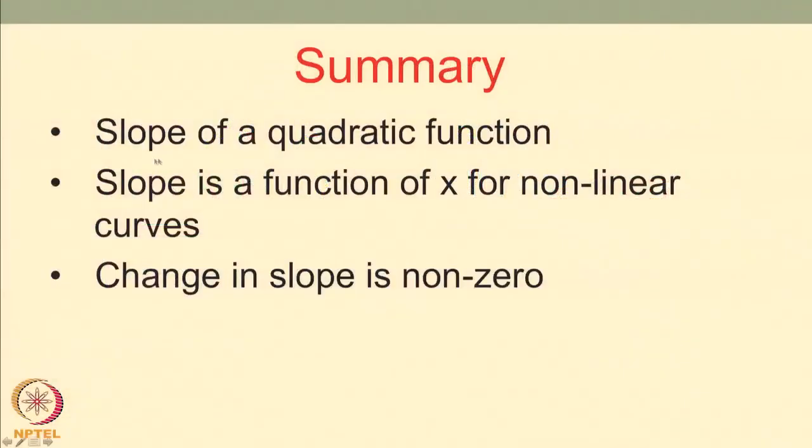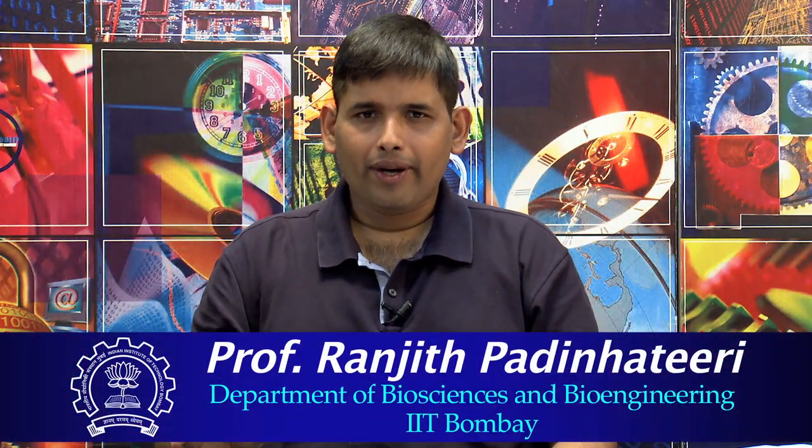So that is the thing that we have learned from this lecture. To summarize, we learned how to find the slope of a quadratic function. We learned that slope is a function of x for nonlinear curves. We also found that the change in slope, dm by dx, is non-zero, and the way to calculate slope is to take the smallest delta x possible and then calculate delta y by delta x.